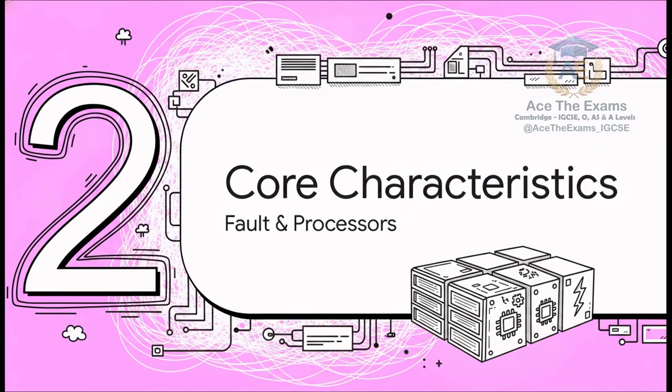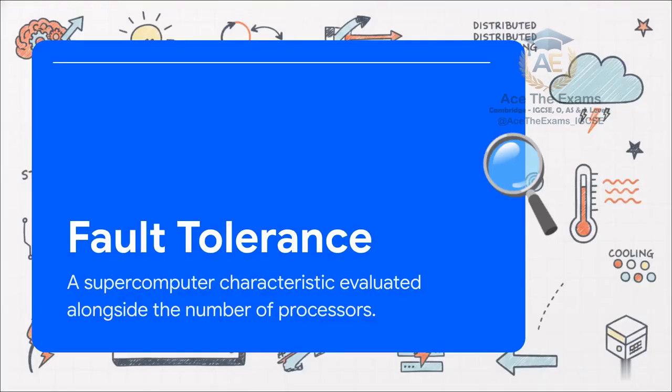Moving right along to Section 2, supercomputer core characteristics. So the crucial point here is wrapping your head around this highly specific terminology because examiners frequently flag it as one of the concepts students struggle with the most. Let's break it down. Fault tolerance is essentially a system's ability to keep operating seamlessly without any major interruption, even when one or more of its components totally fail. It's like having a backup generator that instantly kicks in.